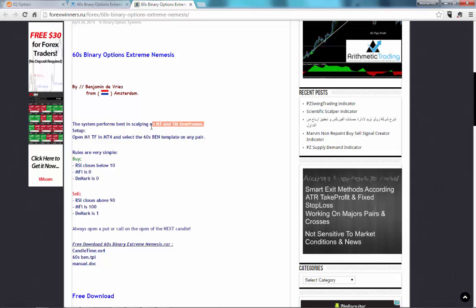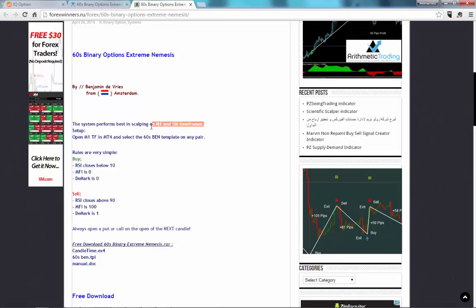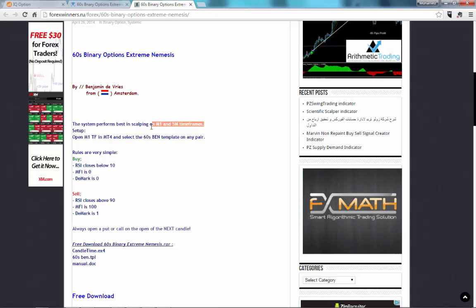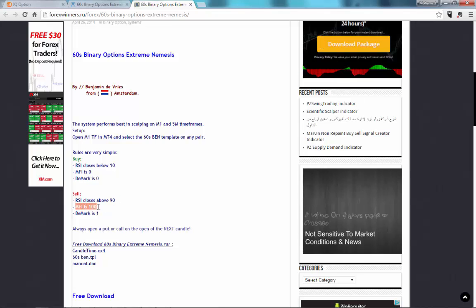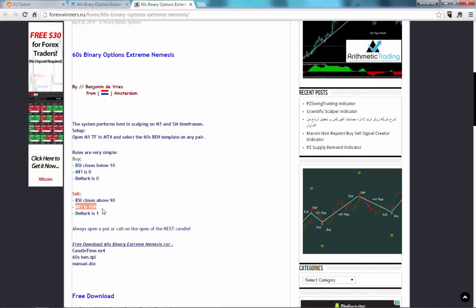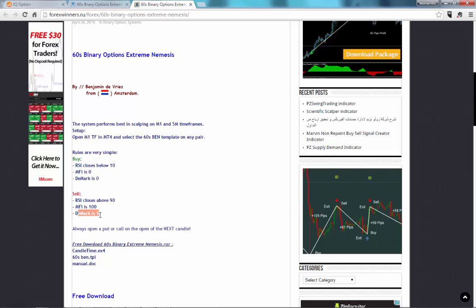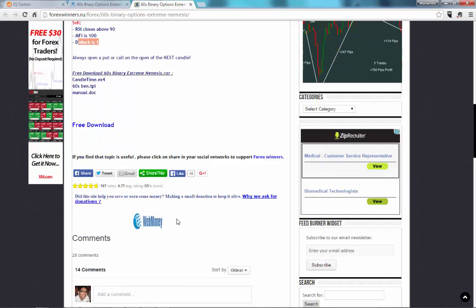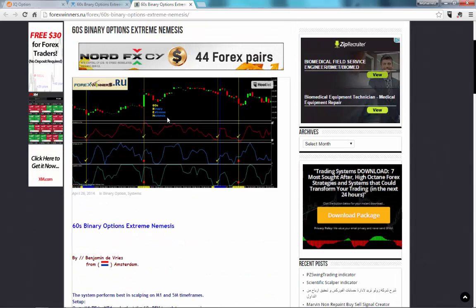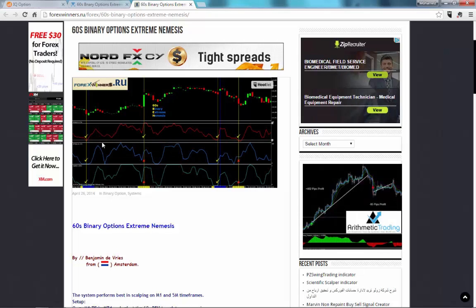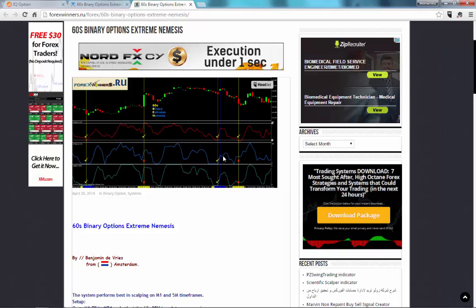It basically works on extreme levels. For buying: RSI below 10, MFI 0, DMARK 0. Oh yeah, and the period for all of them is 4. For selling, RSI has to be above 90, MFI, the money flow index, above 100, and the DMARK is 1. So this is the simple one, the first version of it, and as you can tell from the pictures, once it reaches that level, you can trade.